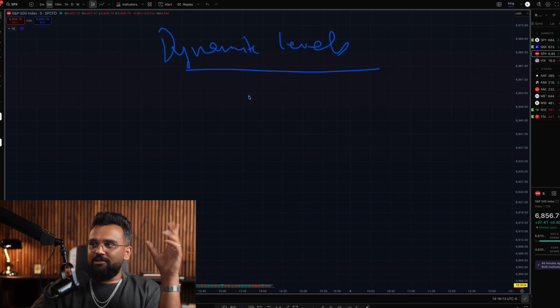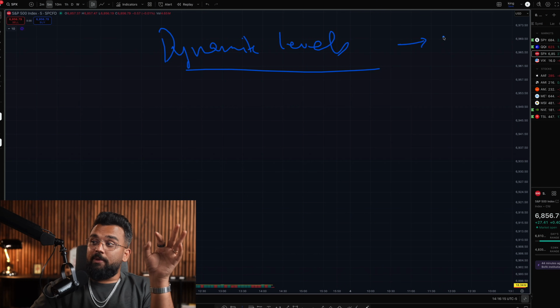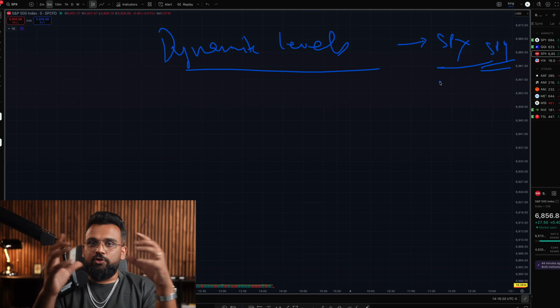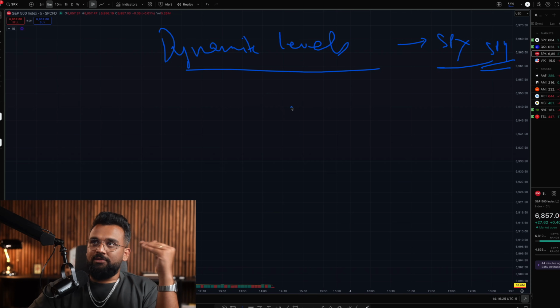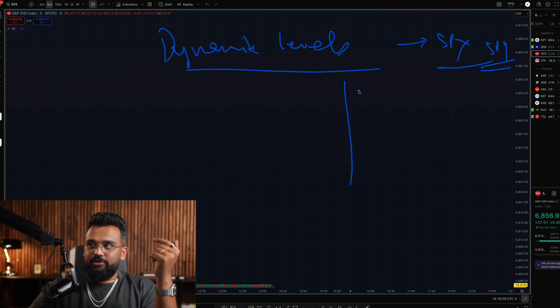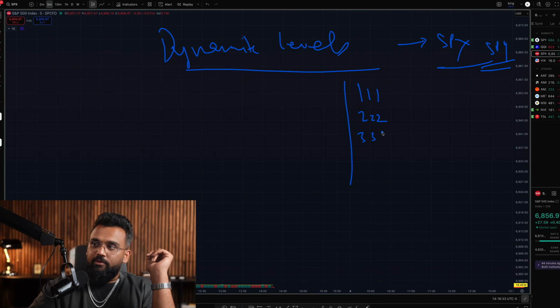Every stock, doesn't matter what stock you're trading, and this strategy only works, by the way, on SPX or SPY, but you have to have SPX, SPY, QQQ all aligned on top of each other. Now, dynamite levels are the levels where the price can explode. There are two different types of dynamite levels. One is repetitive numbers. That means 111, 222, 333, 444, 666, whatever.